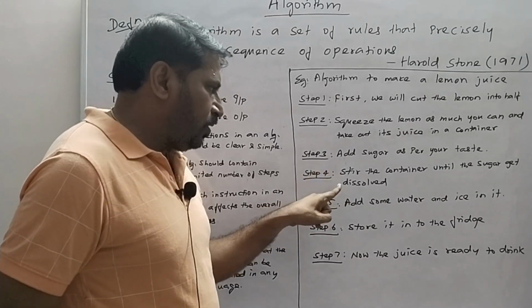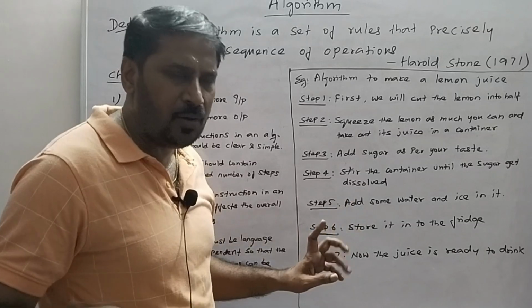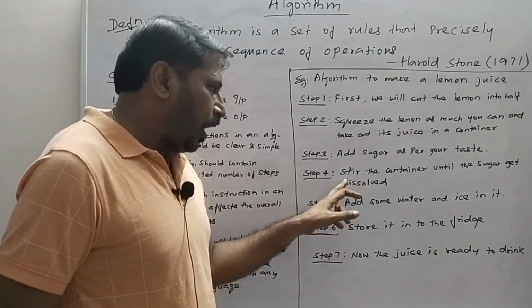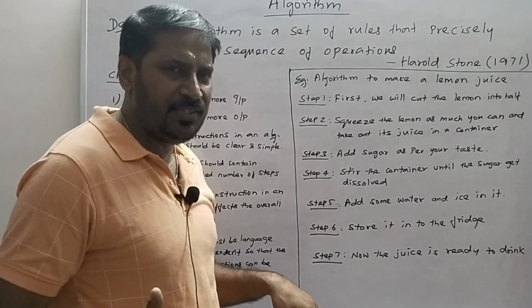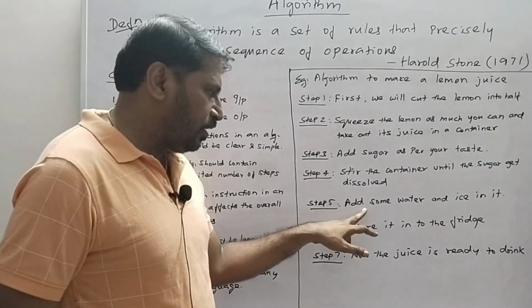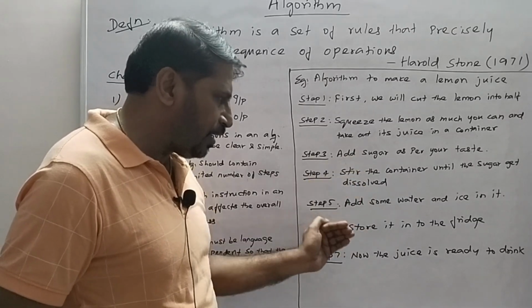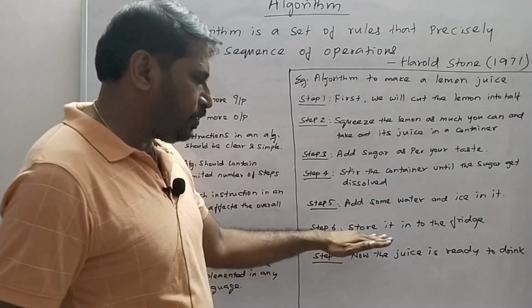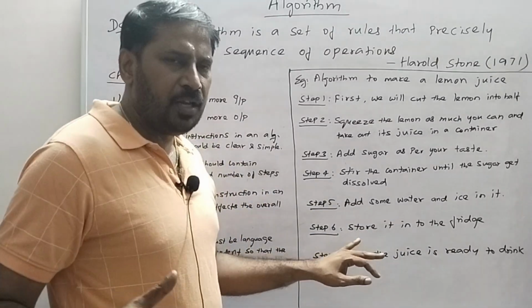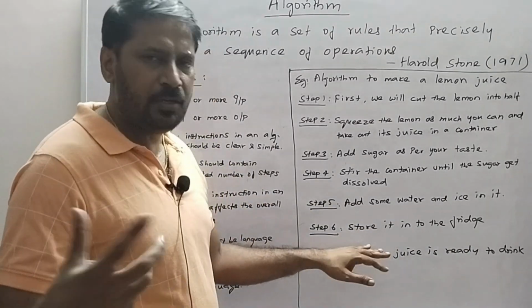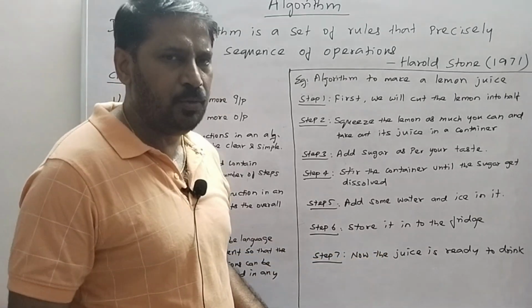What is the fourth step? Stir well until the sugar gets dissolved inside the juice. The fifth step is to add some water and ice cubes to it. Before the fourth step, we are unable to do the fifth step, so it is continuous. The sixth step is to store it in the fridge, so we make it cool. After that, the seventh step is that the juice is now ready to drink.